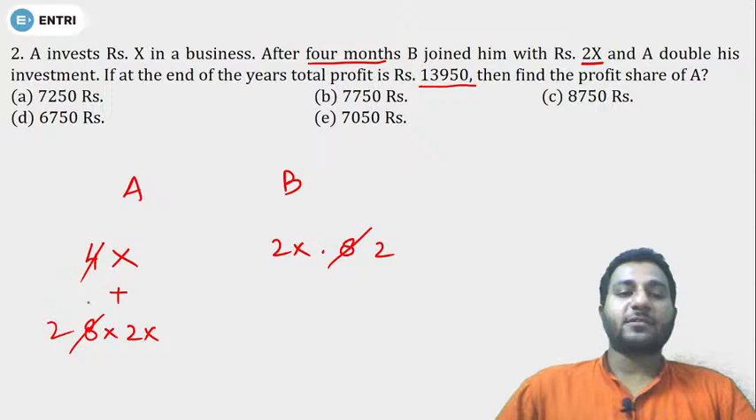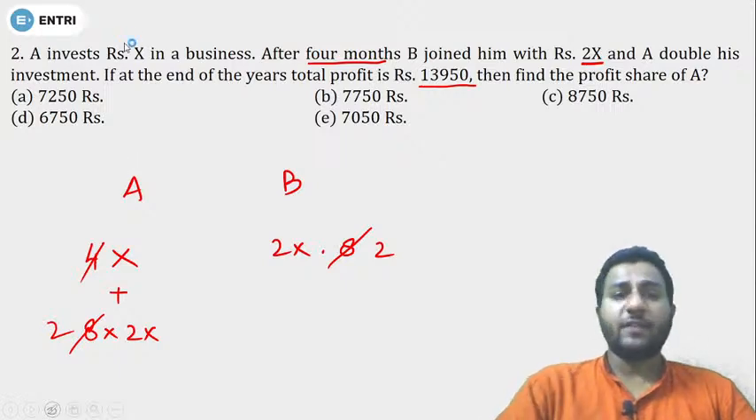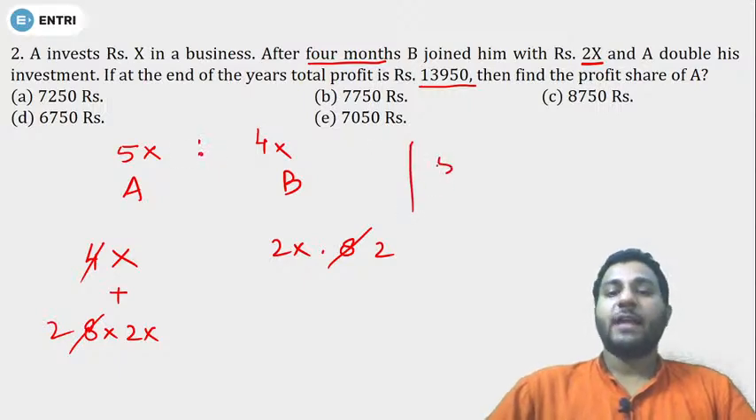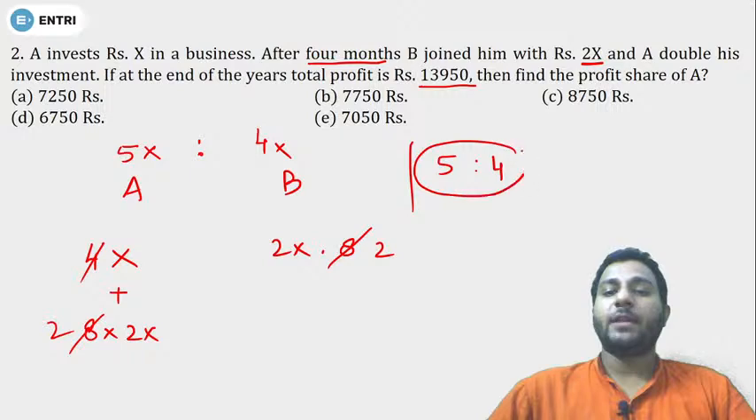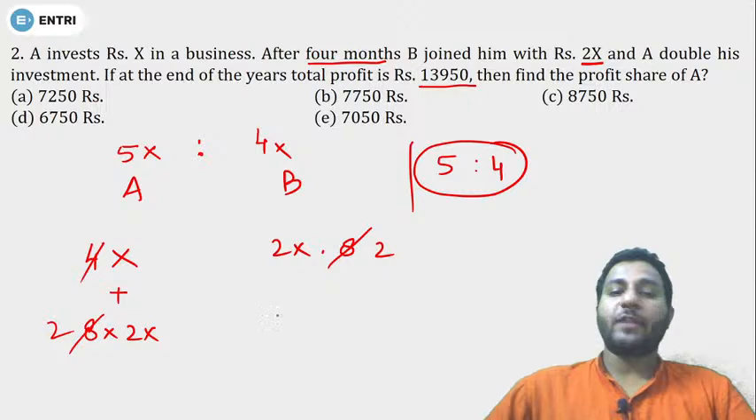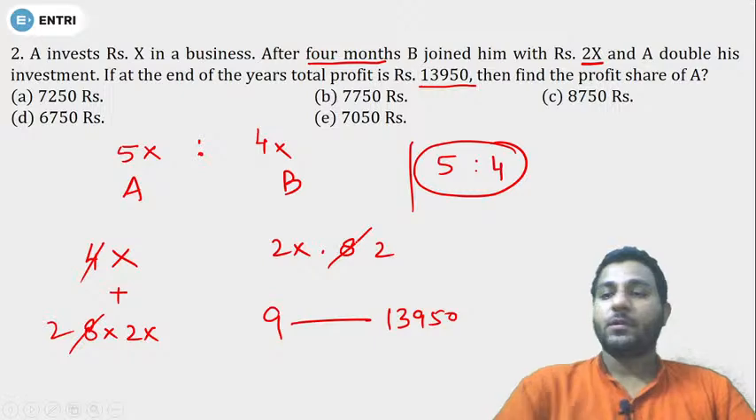So let's eliminate the factor which we needed. So here X will be added with 4X, which means it will become 5X. Okay, so you can easily find out 5X and 4X, so the ratio will become 5:4, and this ratio of 5:4 will be nothing but the profit ratio. आपको पता है, यानी टोटल प्रॉफिट 9 हो गया और 9 के बराबर आपका होगा 13950.